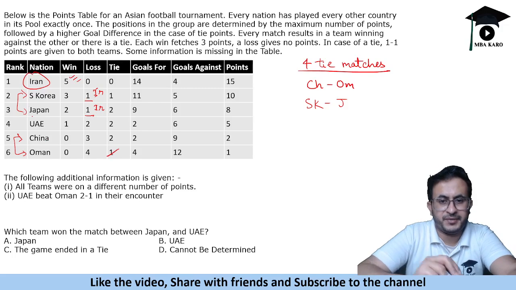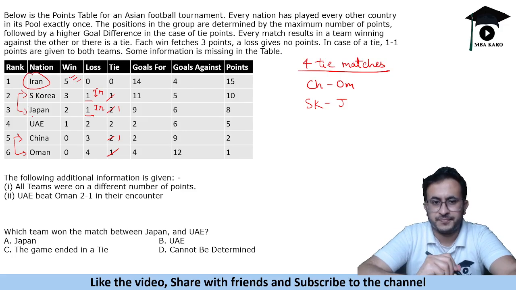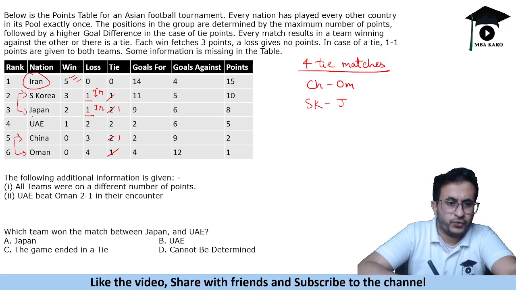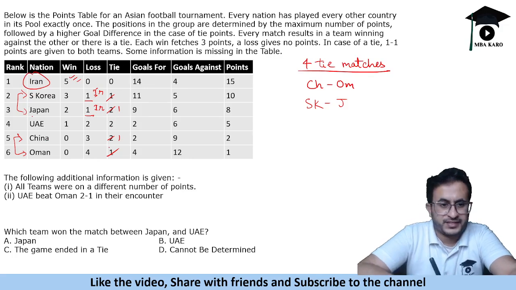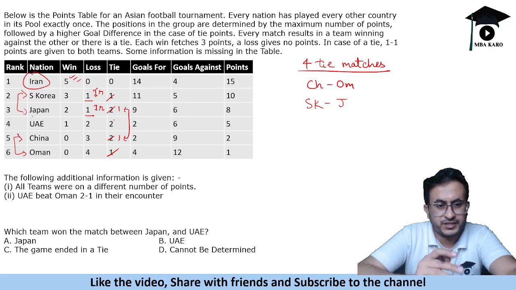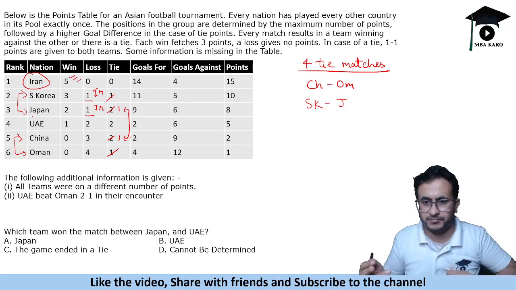Now Oman 1 tie match is done. China 1 tie match remains, right? South Korea tie match is done. Japan 1 tie match remains, right? Now UAE has 2 tie matches. Okay. Now if you say that UAE versus Japan is a win, okay, suppose you win or loss, right? Then UAE's 2 tie matches will be with whom? And see, China has a 1 tie match left. Suppose we say that China versus Japan is a tie. Okay, just taking an example that if China versus Japan was a tie, then UAE will play 2 tie matches against whom? It is not possible, right?